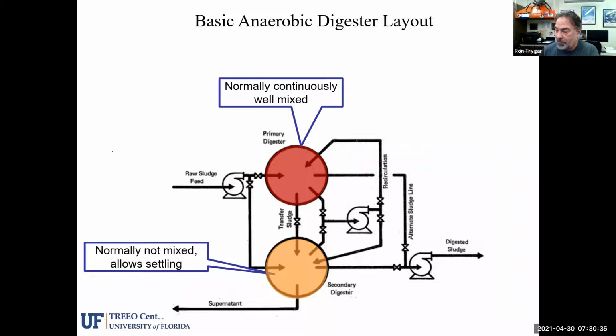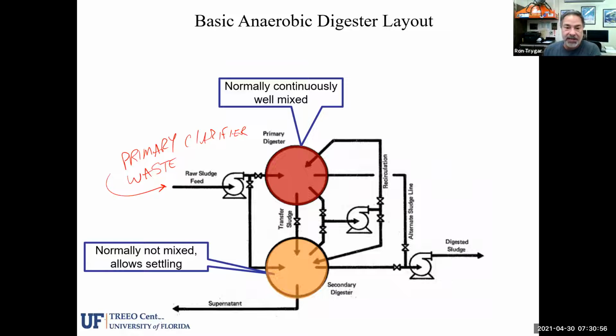This raw sludge, remember, can be primary clarifier sludge. I'm going to write up here, primary clarifier. Remember, a primary clarifier makes a really thick, viscous sludge. So that could be primary clarifier or secondary waste activated sludge flowing into the digester.